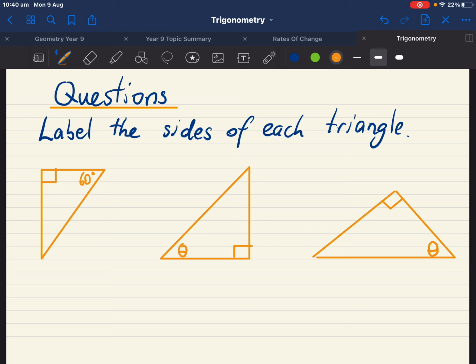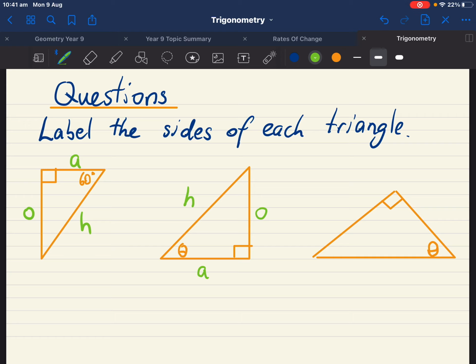Okay, so hopefully everyone's had a chance to do it. Let's go through and have a look at your answers. For this one here, hopefully you should have had adjacent at the top, opposite down here, and this one was the hypotenuse. This one here, I should probably do it in the same way I recommend it: label the hypotenuse first, the longest side, then the one opposite, and the one next to the included angle.